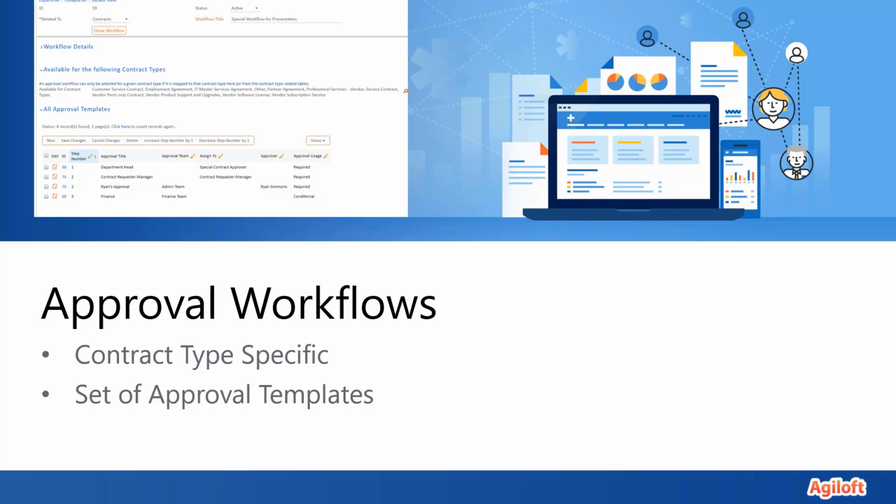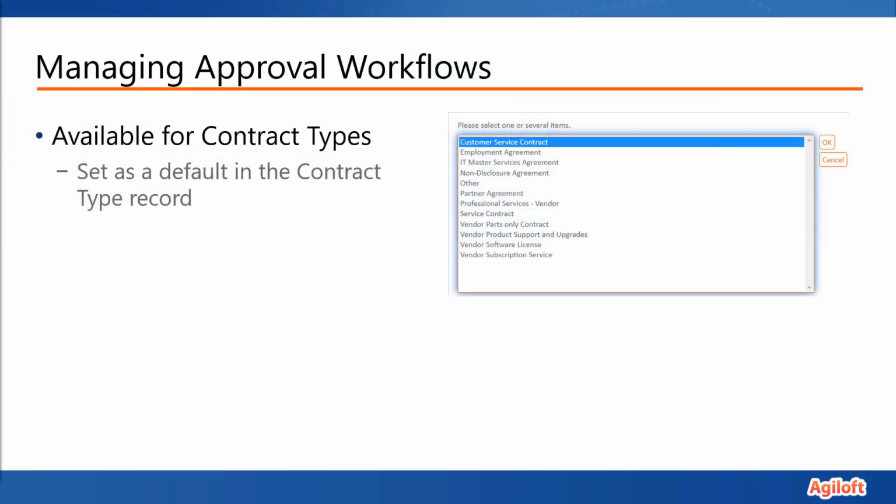Approval workflows are simple records with only a few items to configure. They are essentially a series or schedule of approval templates. The most interesting aspect of approval workflows is the available for contract types field. An approval workflow for NDAs, for example, might not be relevant for another contract type. This field allows us to make that distinction. From contract type records, which we'll briefly dive into, you can even set a default approval workflow.